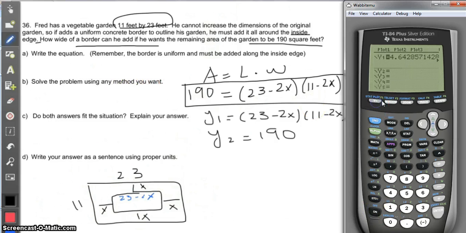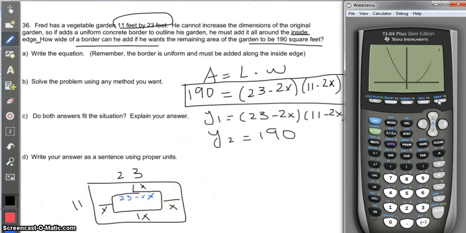So go to y equals, clear that. Then 23 minus 2x times 11 minus 2x. This is on y1. Close parentheses. On y2, you can put the 190. As you can see, when you graph it, it's going to be a parabola as well as a line. So let's graph that.